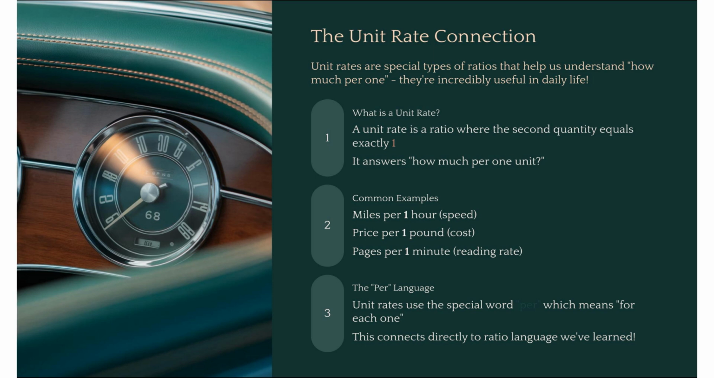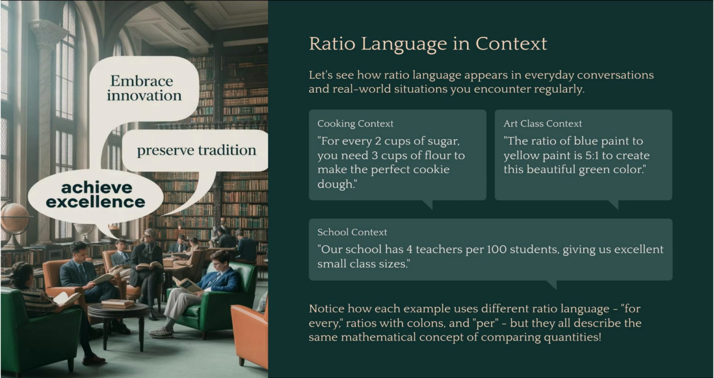You look for the price per 1 pound of fruit or dollars per gallon of gas. The language per or each often signals that you are looking at a unit rate. Finding the unit rate is often the easiest way to make comparisons and find the best value. Let's look at how ratio language shows up in everyday sentences. It's all about recognizing those key phrases.